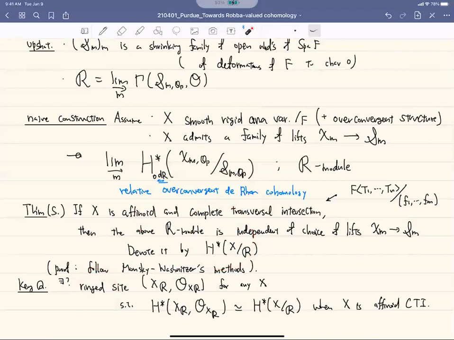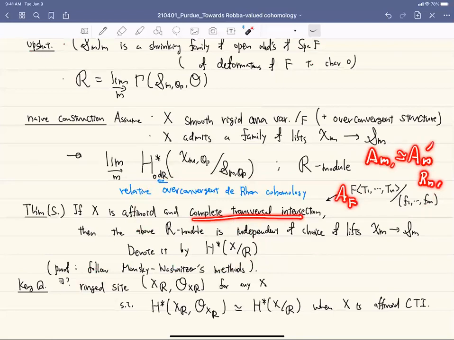All right, any other questions? Yes, where do you use the fact that you have this complete transversal intersection? That's a good question. So the point here is if you have a really nice ring, so let's say this is like A of F, and suppose you have two lifts over this R_m, then after increasing m, they are both isomorphic. That's something we can prove under this additional assumption.